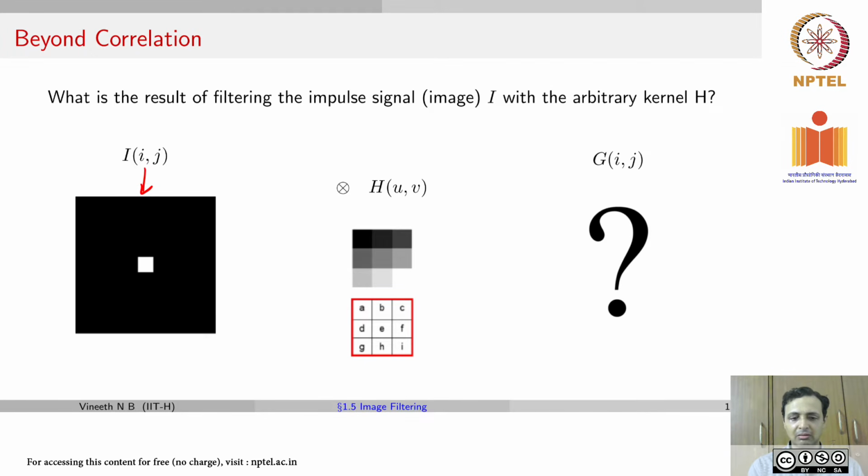And if you take a particular filter, let's say the filter is given by a set of values A, B, C, D, E, F, G, H, I. So it's neither a box filter nor a Gaussian filter. It's just a set of values that you have organized as a filter. What would the output be if you use cross correlation?